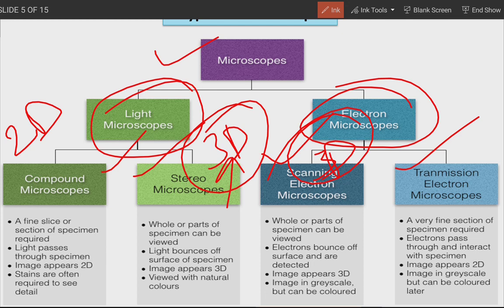Then moving to the transmission electron microscope, a very fine section of a specimen is required. Means you require a very small section of the specimen. What does it do? Electrons pass through and interact with the specimen. The electrons pass through the specimen that you have provided and interact with it. The image you get here is 2D. The image is again grayscale, but it can be colored later. So these are different types of microscope, which we are going to study in detail.